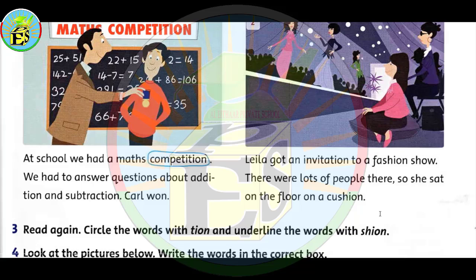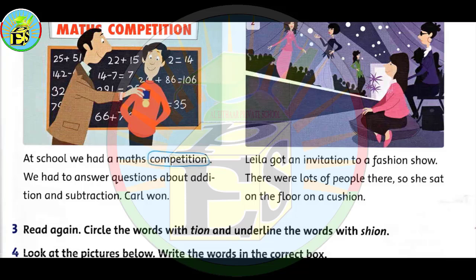What we need to do now is to circle the words with T-I-O-N, and we pronounce it as shin, and underline the words with S-H-I-O-N. So put a circle on the words with T-I-O-N, like competition, the word that we have here, and you need to underline the words with S-H-I-O-N.